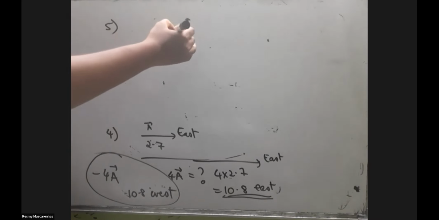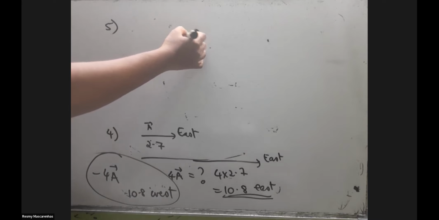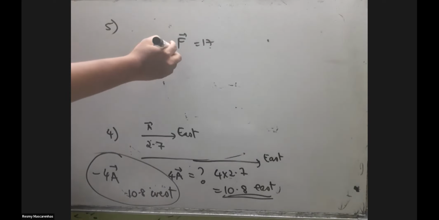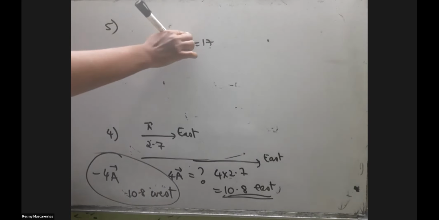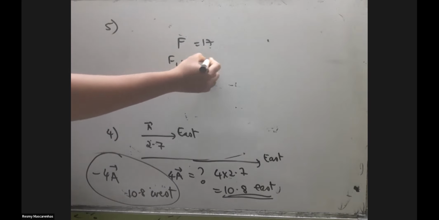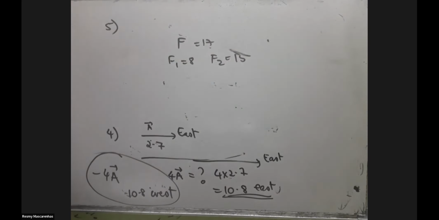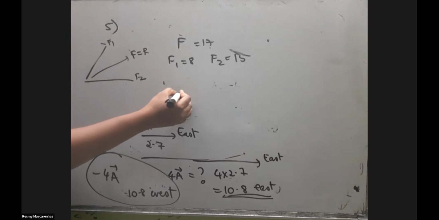F is given as 17, magnitudes there. F1 is given as 8 and F2 is given as 15. So they are acting at a point. So we don't know what could be the angle. One could be F1, the other could be F2. So we have to basically find the resultant. Resultant means the main F. So for that, what will be the formula?